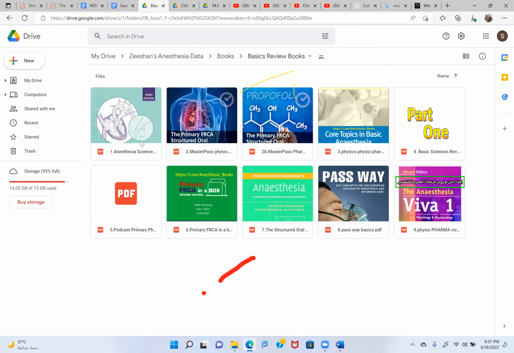This is for physiology. This is for pharmacology. And these are some other books. This is Primary FRCA in a Box. It's a quick revision of the things. So don't try to read basic sciences from anywhere else.